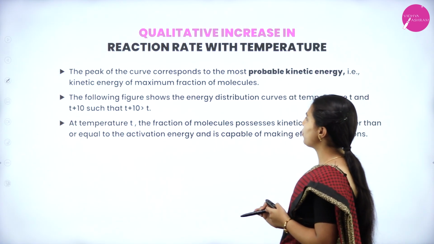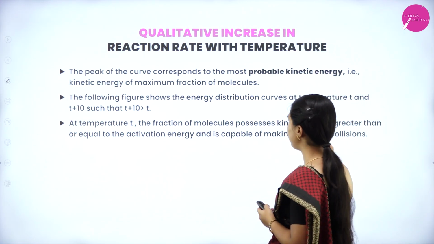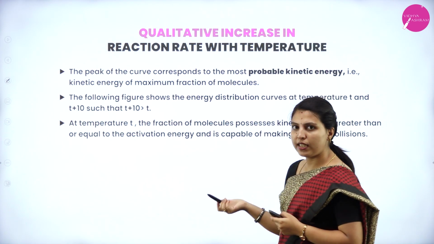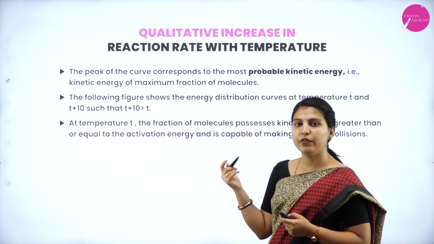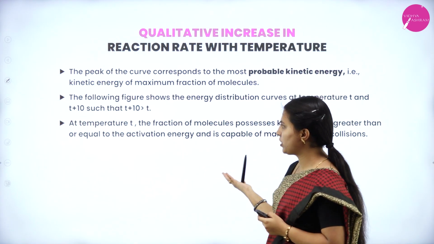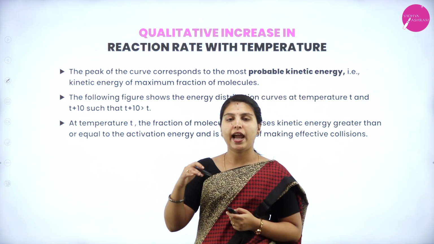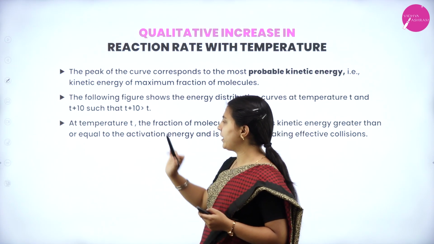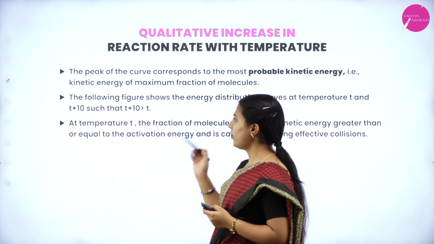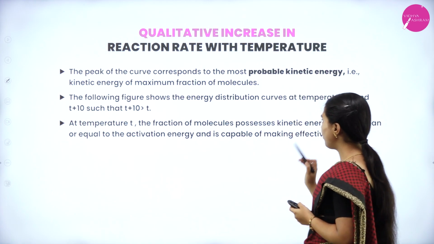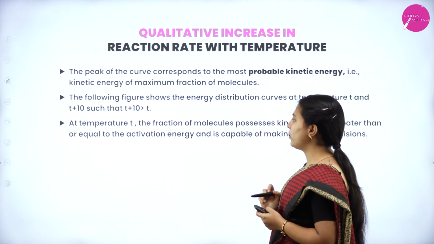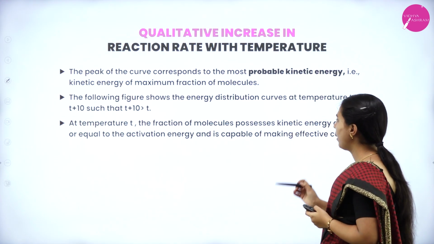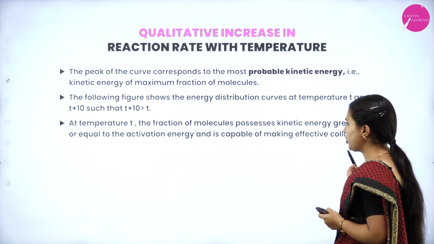The following figure shows the energy distribution curves at temperature T and T plus 10, such that T plus 10 is greater than T. At a given temperature, the fraction of molecules possessing kinetic energy greater than or equal to the activation energy is capable of making effective collisions.